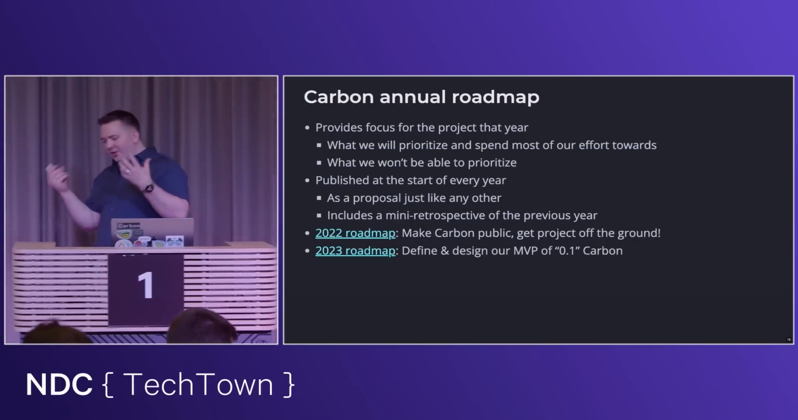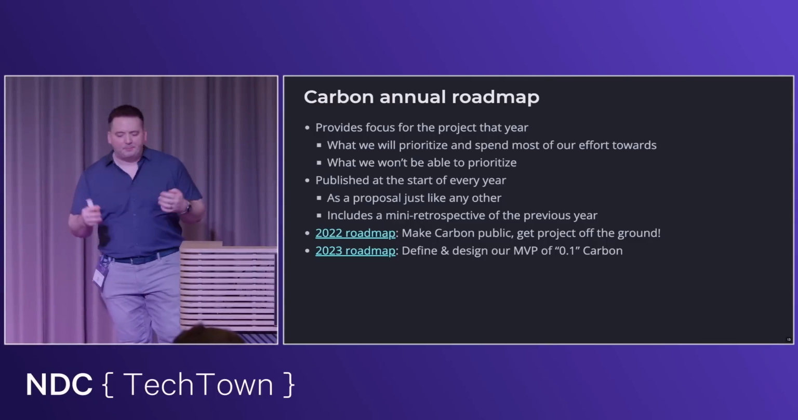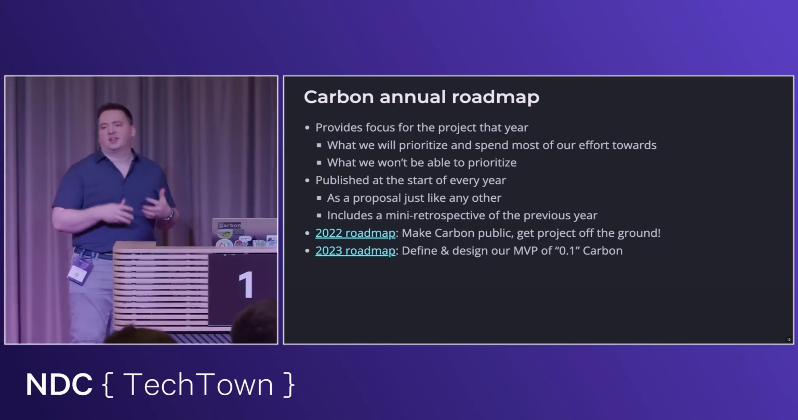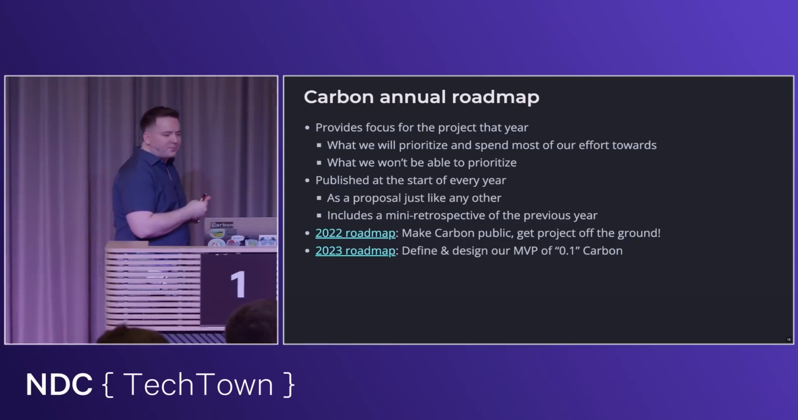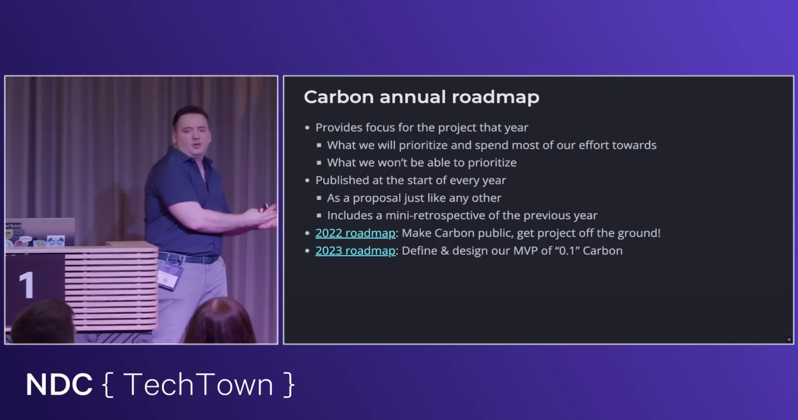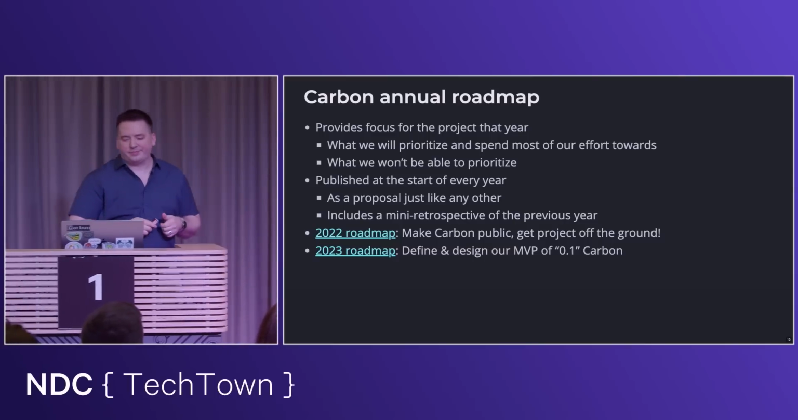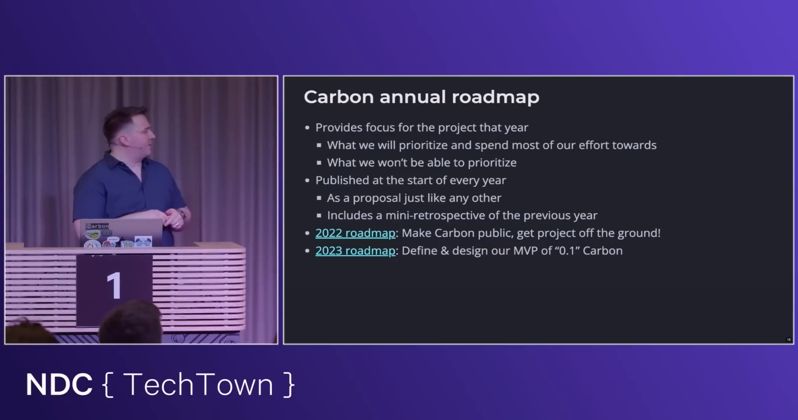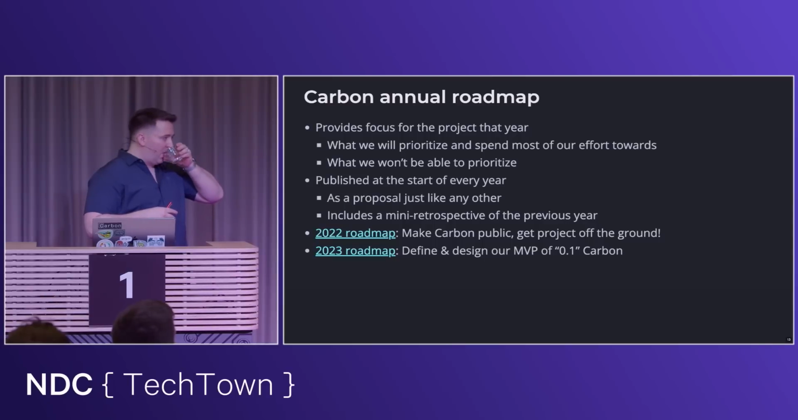So another thing that we're trying to do with Carbon is have a roadmap to give you some idea of where we're going. It also helps focus the project, keep us putting all of our energy into the things that are really our priority. And it telegraphs to people, some things aren't our priority right now. Right now, we're not going to be looking at these things. If you want to contribute, you'll have to focus on something else. So we publish these at the start of every year, just through the normal proposal process. And it includes a mini retrospective of the previous year.